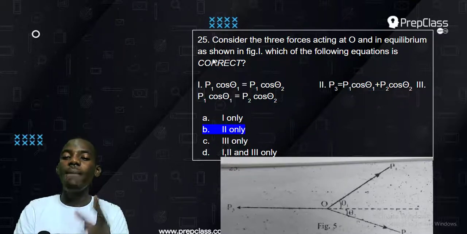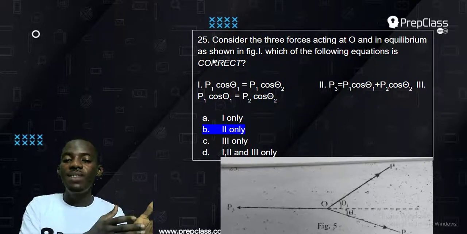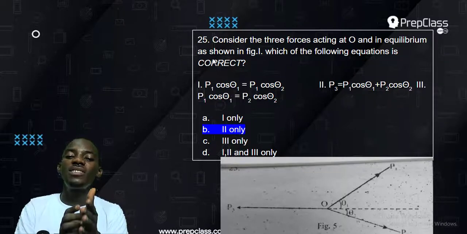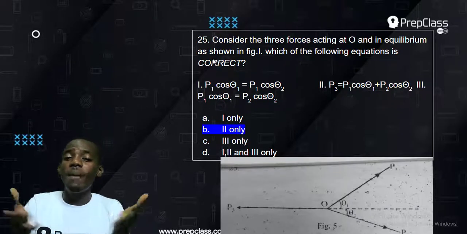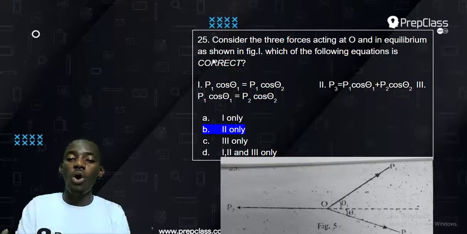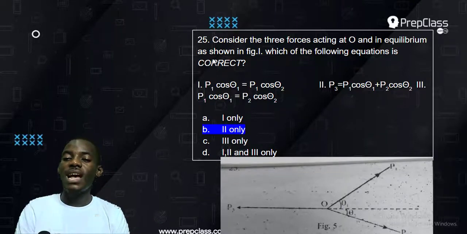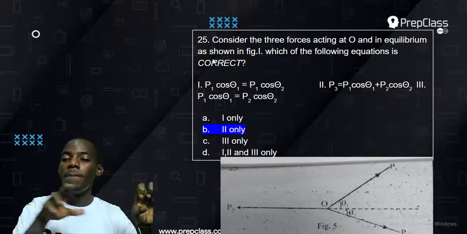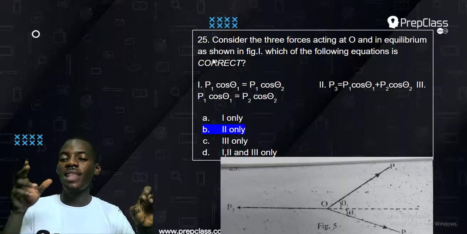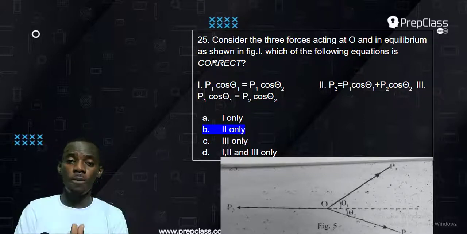Then option 3 can't be correct because the forces are not equal. If I have 5 Newton force as my P1 and 6 Newton force as my P2, they cannot be the same because 5 and 6 can't be the same. Even if you multiply with the cos, it won't give you the same value. So the two of them are wrong. The only correct thing is that if you add up the two forces acting on this side and make it equal to the force P3, it will give you the same value because they are in equilibrium. That makes option 2 the correct answer.